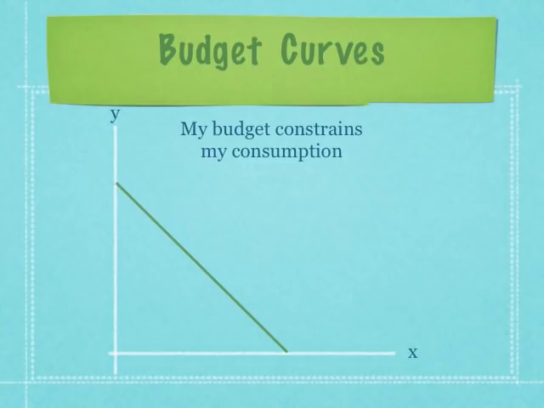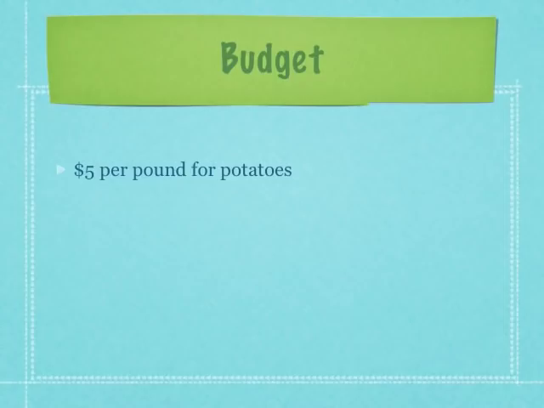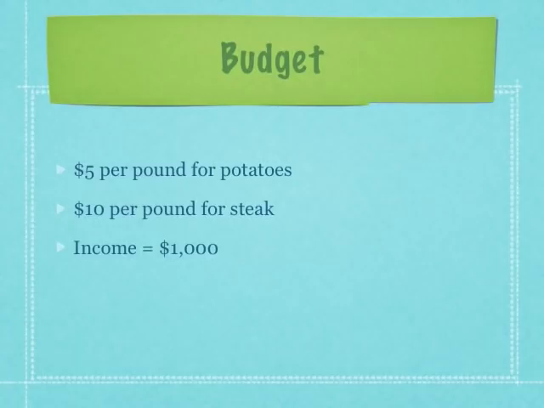My budget curve constrains my consumption. If I don't have a budget, I can consume as much as I want. So, $5 per pound of potatoes, let's make that assumption. Let's assume it's $10 per pound for steak. And my income is $1,000. My equation looks something like this: $5 times the quantity of potatoes I consume and $10 times the quantity of steak I consume, and all that adds up to my total income of $1,000.